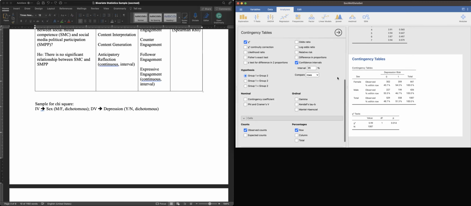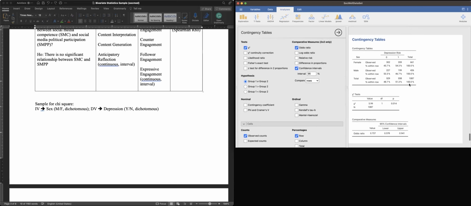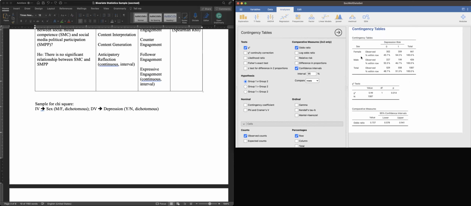For 2x2 groups, we actually also can check odds ratio. So the odds ratio will tell us, if female is 0, male is 1, we see if the value of sex is 1, which is male, and the value of depression risk is 1, what is the odds that males will have depression? So the odds is 0.737. If the odds ratio is less than 1, it means that being male, or the 1 here, has lesser risk for depression, or has lesser odds for depression. For females, it's higher, right? So yeah, that is how we do it. But I don't expect you to do odds ratio.